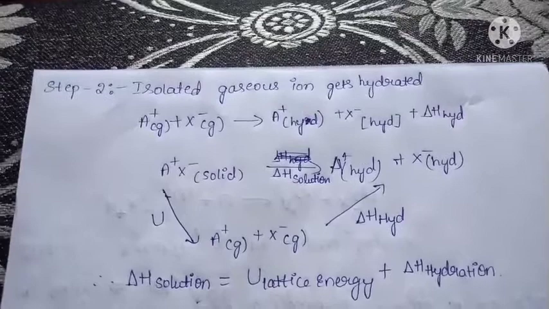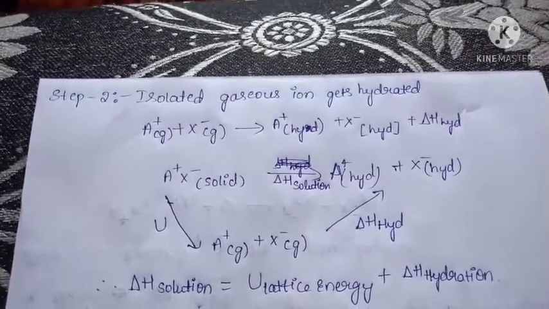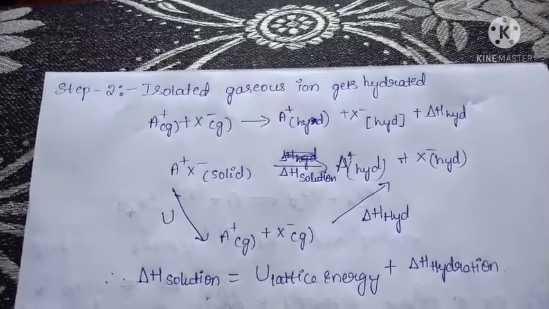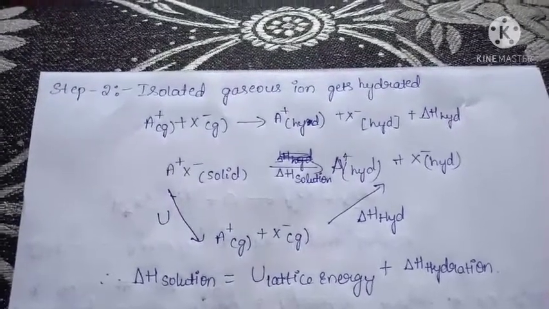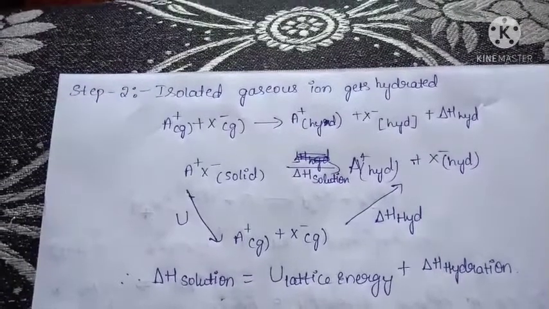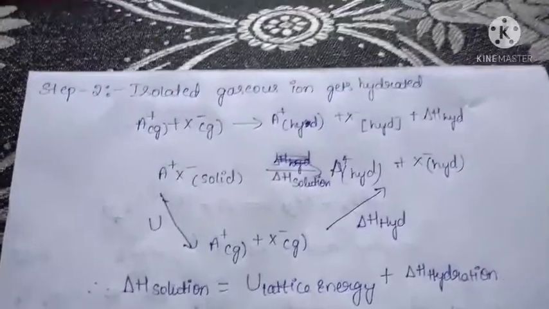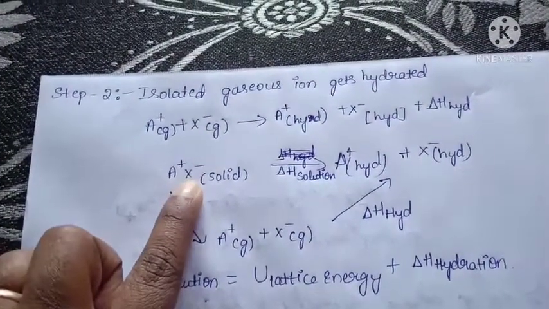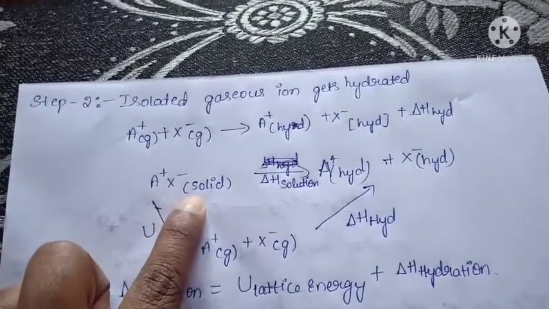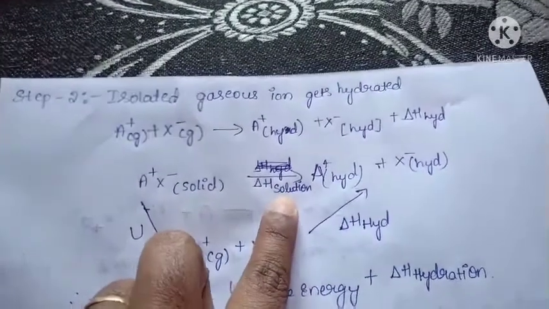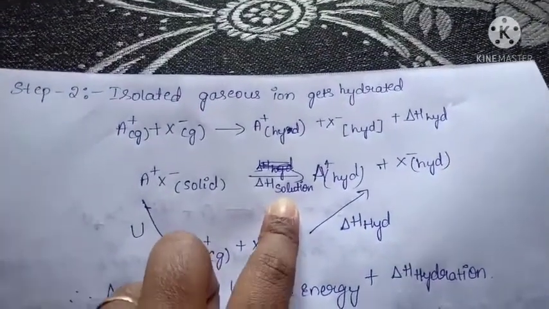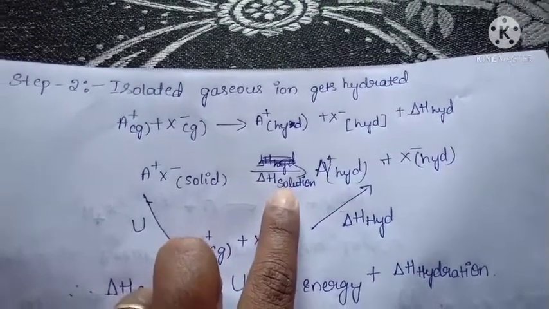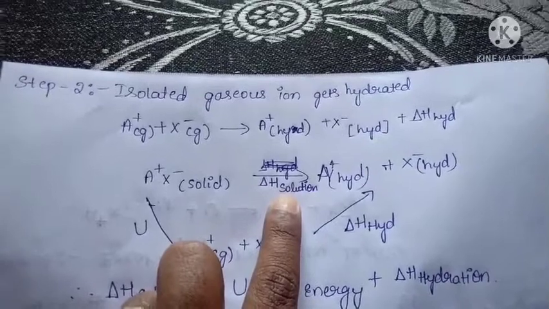It means the lattice energy should be lesser. When the lattice energy is greater than the hydration energy, the ionic solid does not dissolve in the solvent molecules. Here you have to see this. When A plus and X minus, generally I am taking a solid, is dissolved in some solvent like water, that is called delta H solution. H, you already know, means enthalpy.